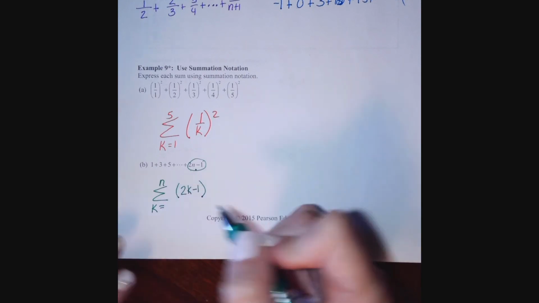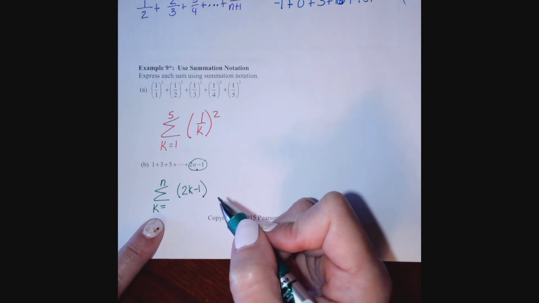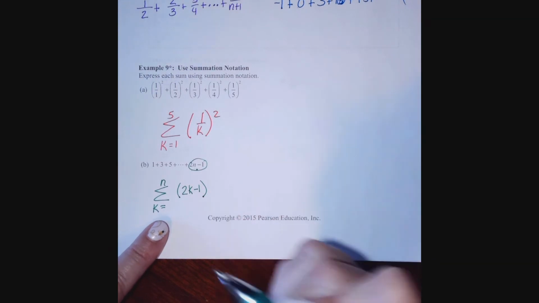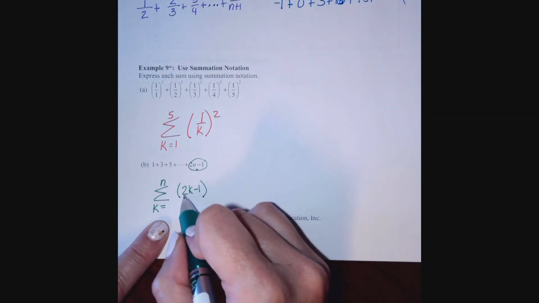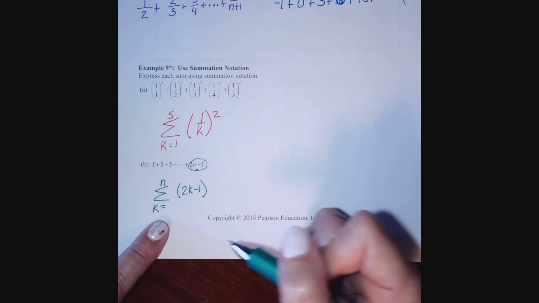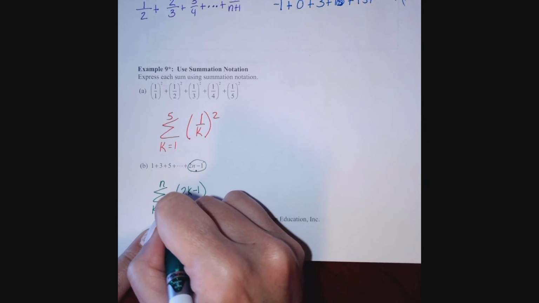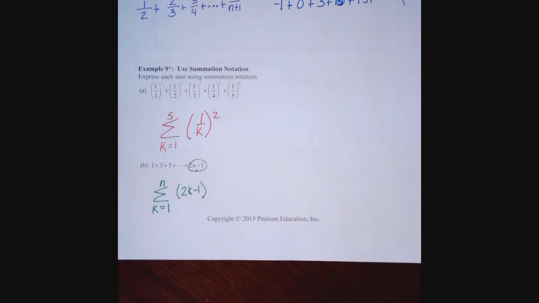What I need to know is, where do I start? Do I start with 0? Do I start with 1? Do I start with 2? Well, let's try 0. If I had 0, I would have a negative 1. That's not right. If I had 1, I have 2 minus 1 is 1. That one works. So there is my index of summation for that particular sequence.